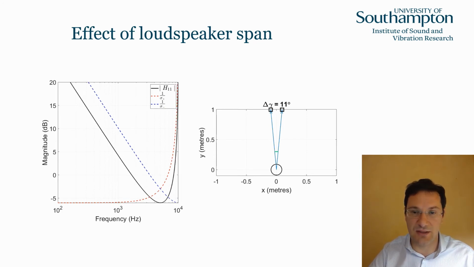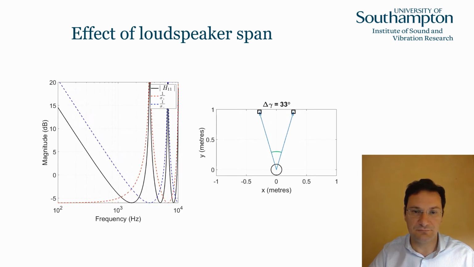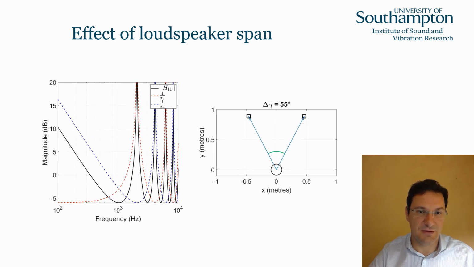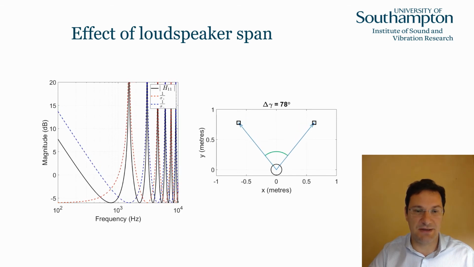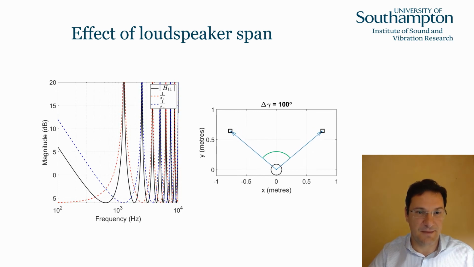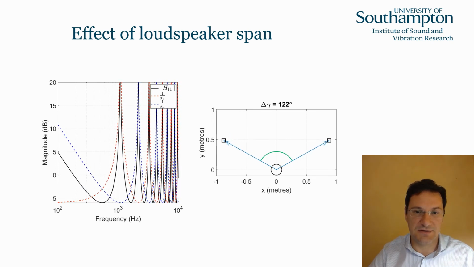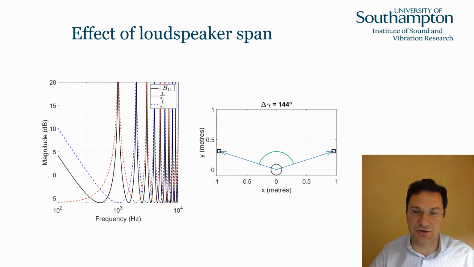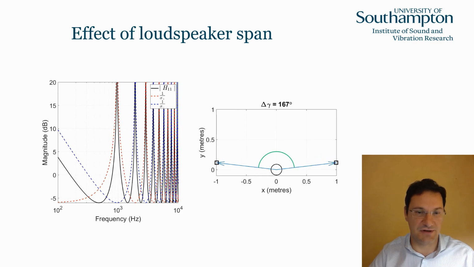Let's see now what happens when we progressively increase the span between the two loudspeakers. As you can see, this ringing peak moves slowly towards low frequencies, and a new peak appears that corresponds to the inefficiency peaks of the out-of-phase mode here and of the in-phase mode. This goes on until we reach 180 degrees, which is the maximum loudspeaker span. That also corresponds to the largest possible path difference, R2 minus R1.